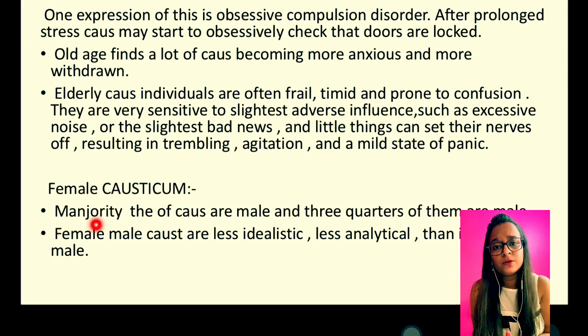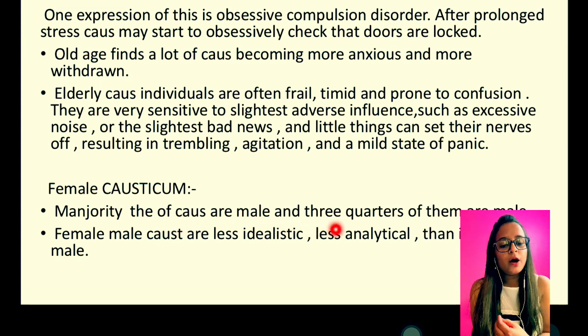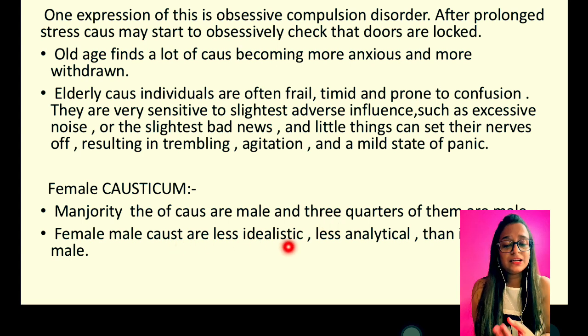How are the female Causticum going to be? Let us go through that. The majority of the Causticums are male, 3/4 of them are male. Only one part of the 4/4 is female. So female Causticum are less idealistic, less analytical than the introverted male. So these are female Causticum.